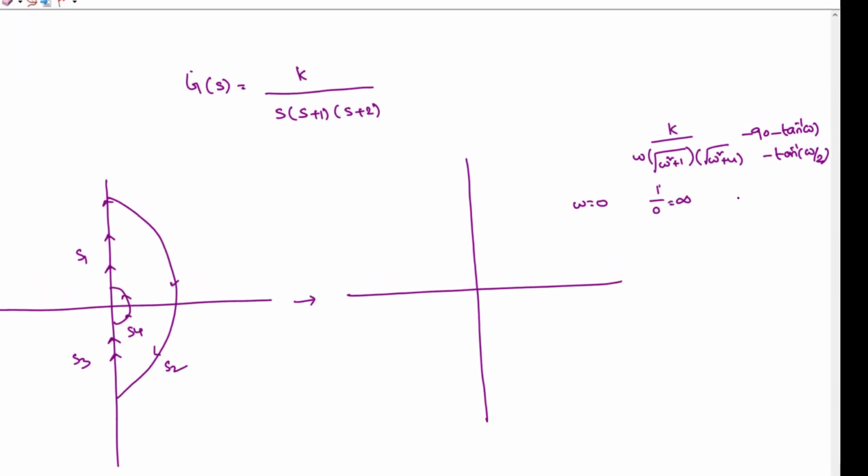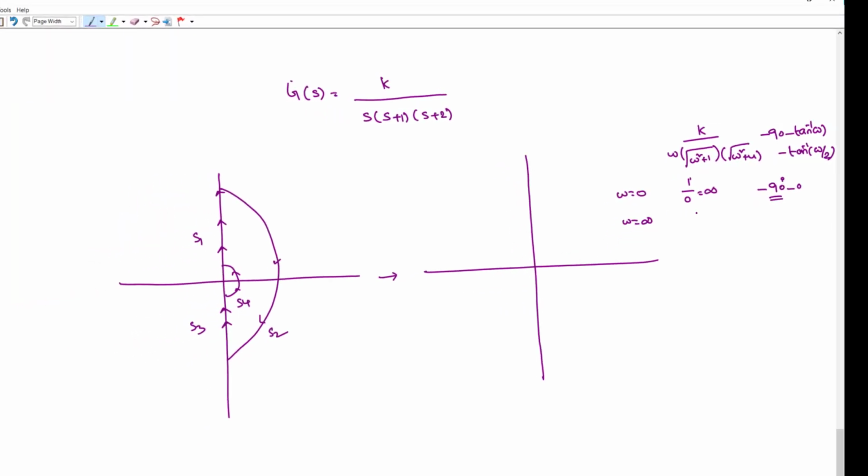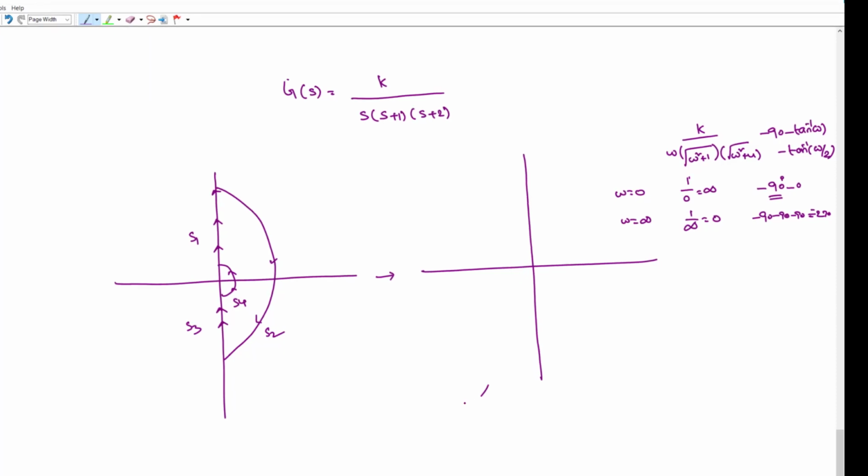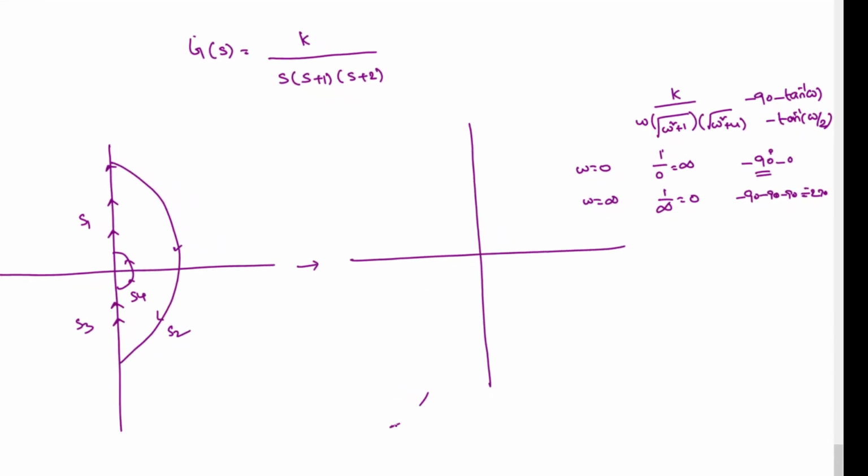Substituting ω = 0, K by 0 is infinity, and the phase is −90, since the remaining terms are 0. When ω equals infinity, 1 by infinity is 0, and tan⁻¹ of infinity is 90, so −90 − 90 − 90 gives −270. Now we draw the plot starting at infinity at −90 degrees and going to 0 at −270. That is how S1 is drawn.